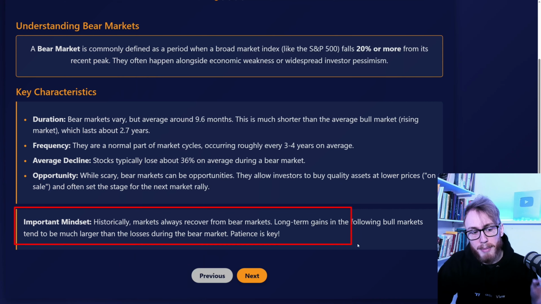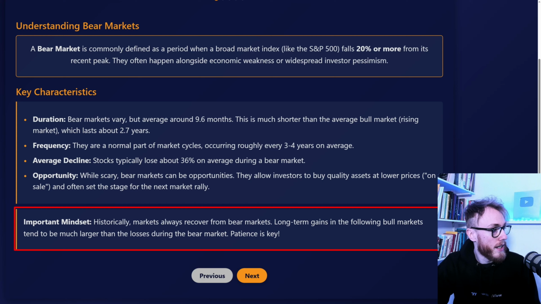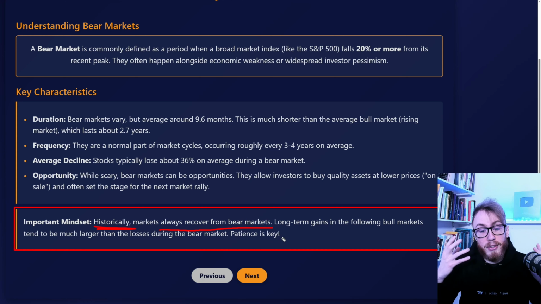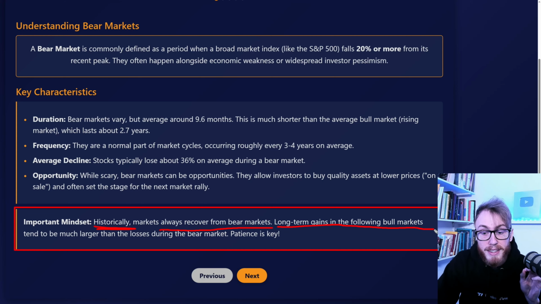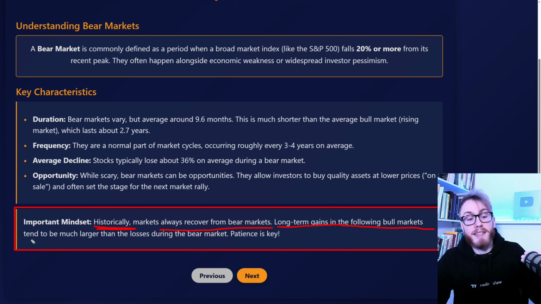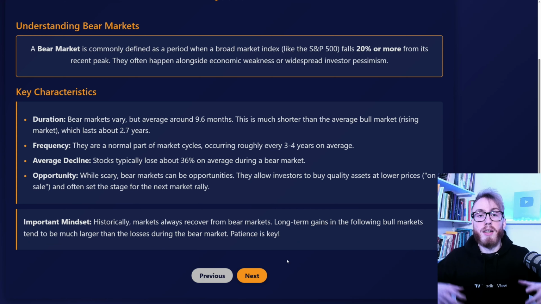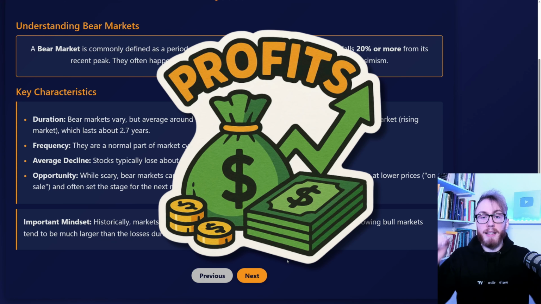So here, this is an important mindset and takeaway. Historically, markets always recover eventually. It can take a long time. For example, during the Depression, it took a long time for the market to recover. During the bear market in COVID, we recovered very, very fast. So it can depend. But historically, we have always recovered. And another thing is that long-term gains in the following bull market tend to be much larger than the losses during the bear market. So there is definitely opportunity here to make a profit.